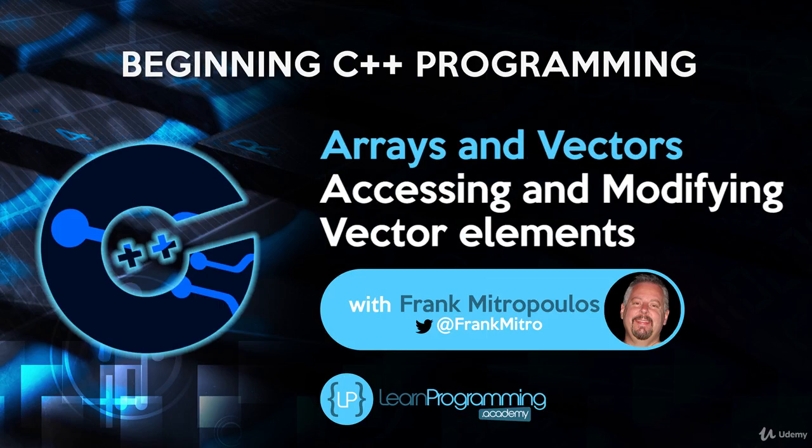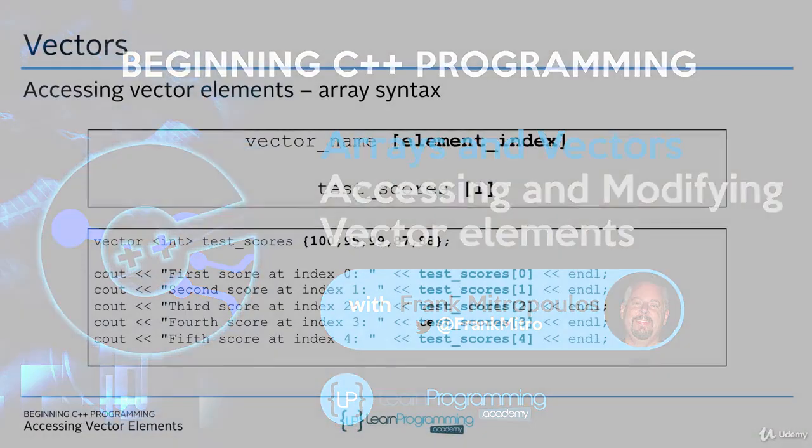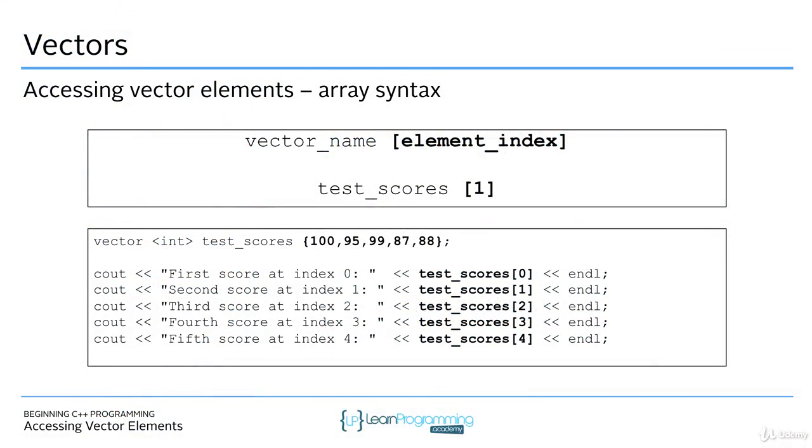In this video, we'll look at the syntax for accessing individual vector elements. The first way to access vector elements is to use the array syntax we've already learned using the subscript operator. That's the square brackets. We use the name of the vector followed by the square brackets with the index of the vector element we want inside the square brackets. For example, test_scores[1] refers to the element at index 1 in the test_scores vector.